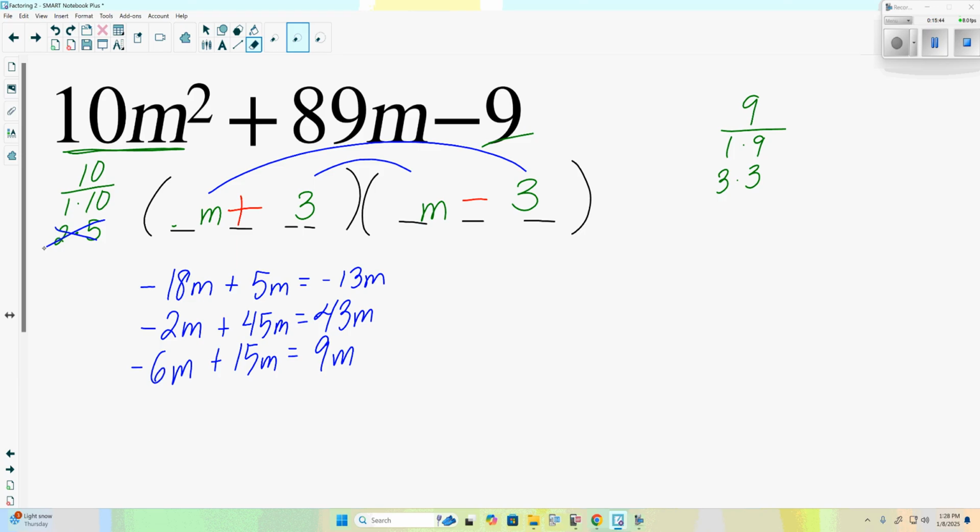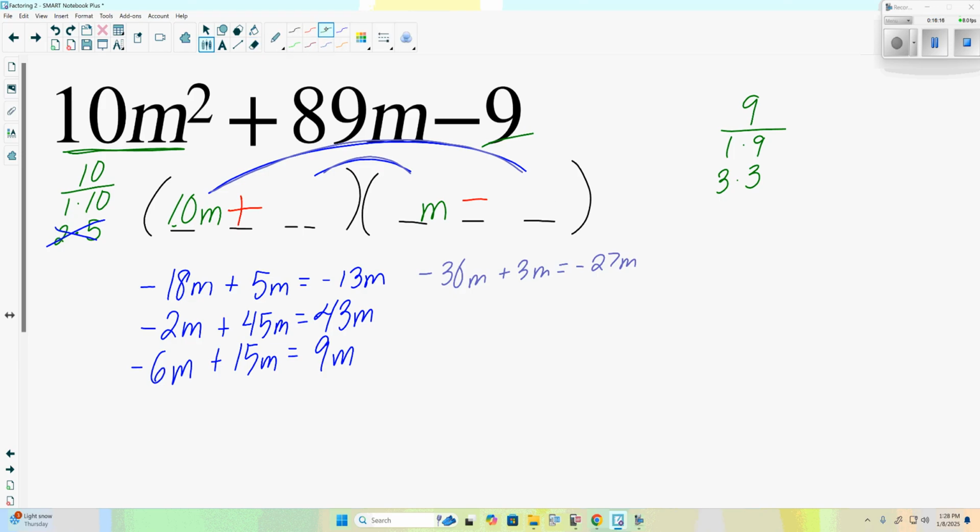Where do you want to put the 10? First one. And since it's already set up, we can go on and try this here. 10m times negative 3 is going to be negative 30m. 3 times m is going to be plus 3m, giving us negative 27m. Can't switch the 3 and 3, but we can replace it with 1 and 9.